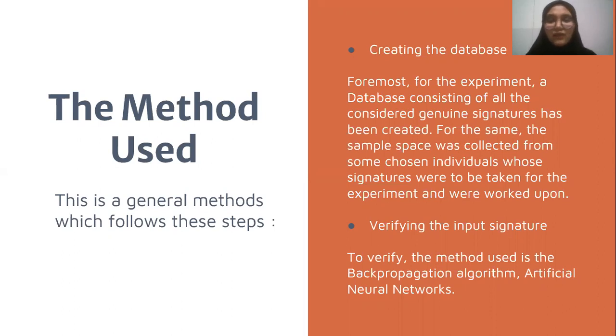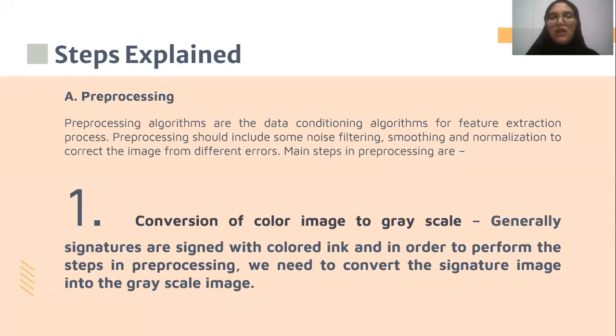And the next step is verifying the input signature. To verify, the method used is the backpropagation algorithm, an artificial neural network. So here the steps are explained. The first is preprocessing. Pre-processing algorithms are data conditioning algorithms for the feature extraction process. Pre-processing should include some noise filtering, smoothing, and normalization to correct the image from different errors.